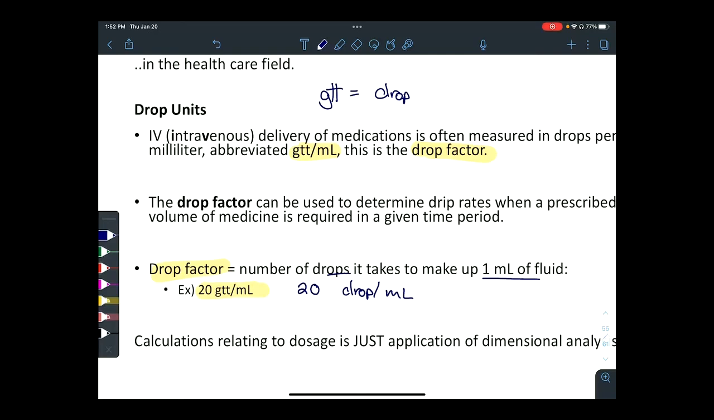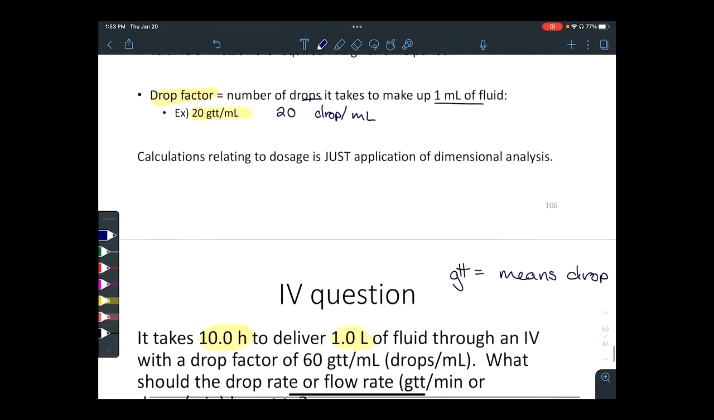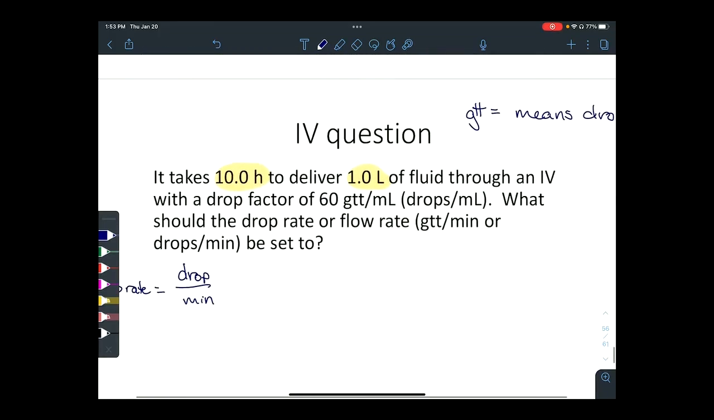Oftentimes it's all about timing. If a doctor says, I want this amount of this drug administered to this patient over a 12-hour time period, you have to do some calculations to figure out what the drop factor of the medicine itself is, and what setting we need to set the IV bag to, to make sure that we get enough drug to this patient based upon the doctor's orders. So calculations with dosage are just an application of dimensional analysis.